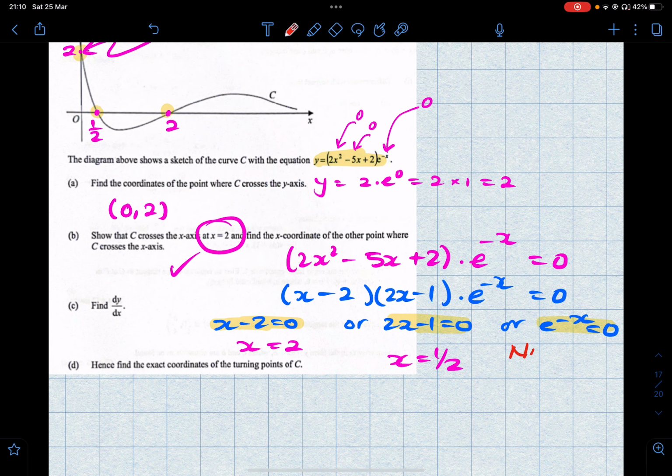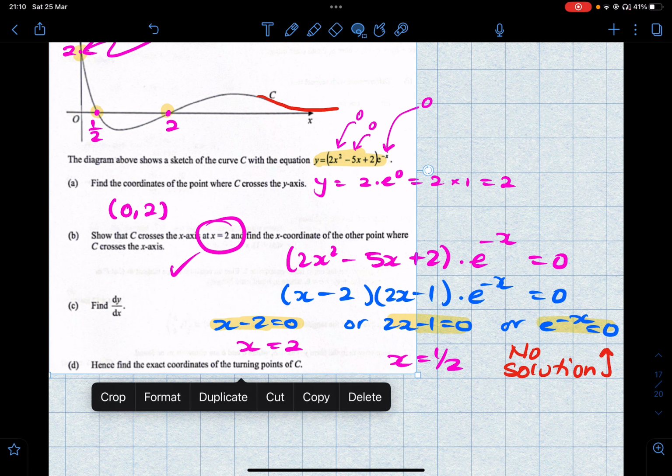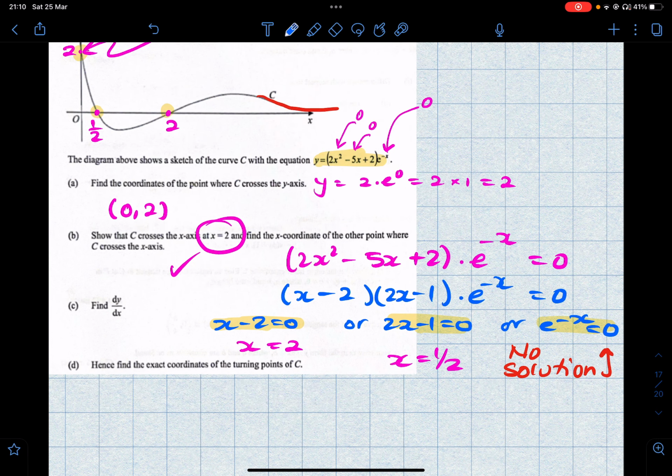So here, no solution. So this here is probably asymptotic. It never touches the x-axis. There's only two solutions. Okay, so that's the answer for part B. Now for part C, find dy by dx. That's going to be interesting. So this is our expression for y. Let's rewrite that here. So y equals 2x squared minus 5x plus 2 times e to the minus x.